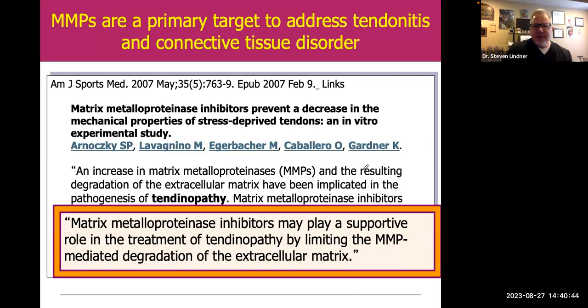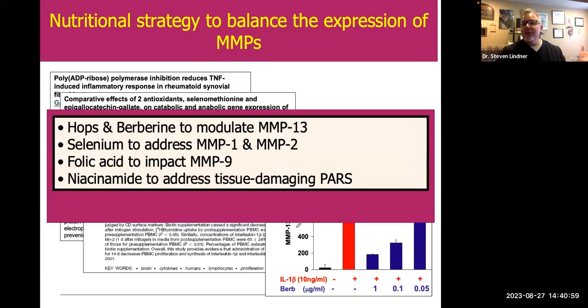So the MMPs, the matrix metalloproteinase inhibitors, may play a supportive role in the treatment of tendinopathies or tendon issues and modulate the degradation of the ECM. So what can be used? What do we know about? Hops, berberine, these are some bitter herbs. We know hops is in beer. That's why people, when they drink a beer, sometimes feel their musculoskeletal system feels better. Now, I don't mean drinking a whole keg of beer. We mean using the hops in it to help modulate inflammation.